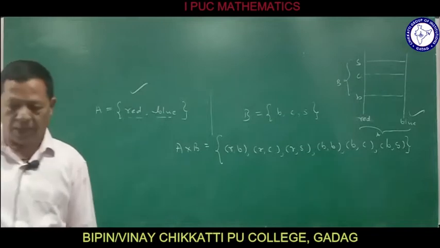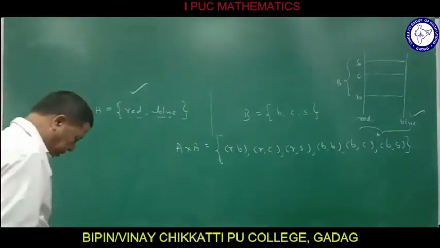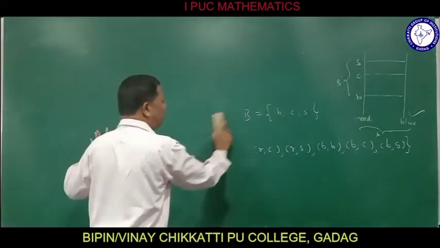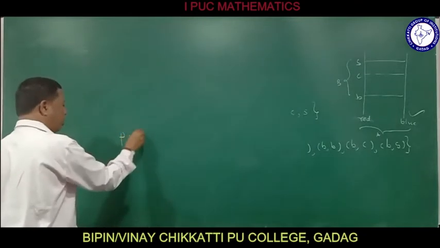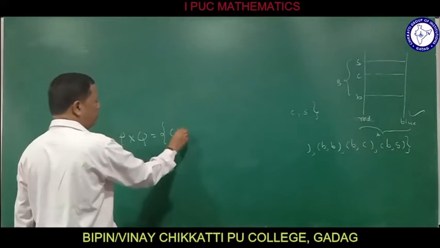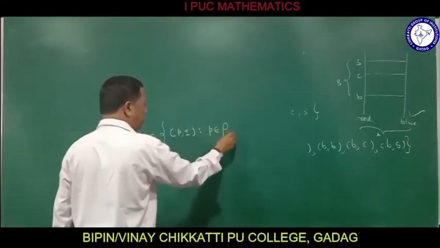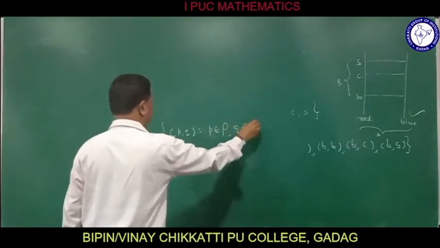Suppose instead of taking A and B, you take two non-empty sets P and Q. Then P cross Q equals (p, q) such that p belongs to P and q belongs to Q.